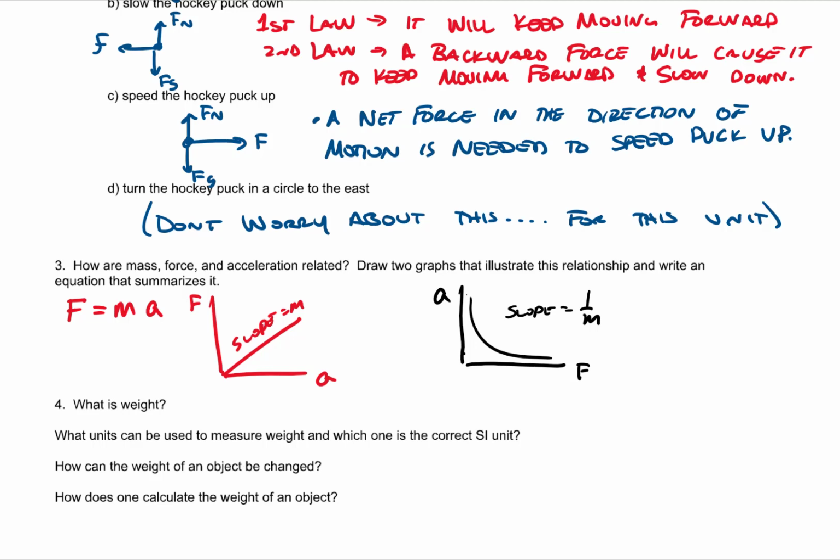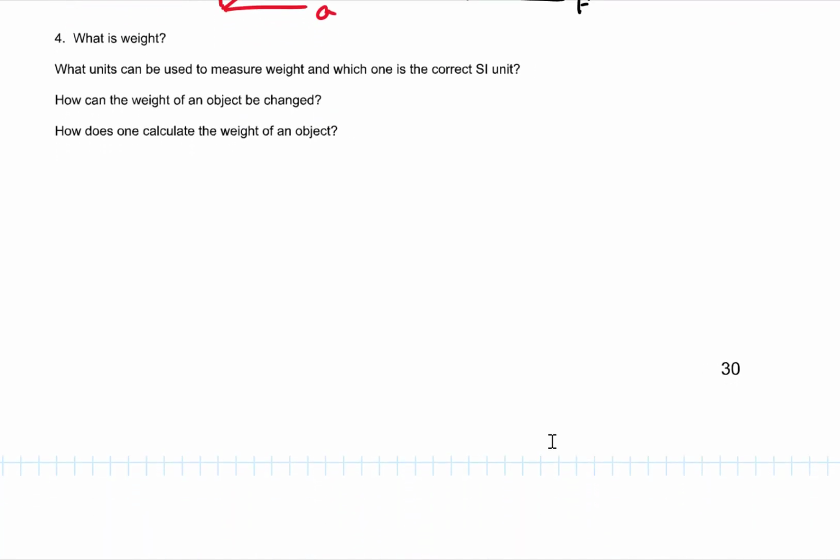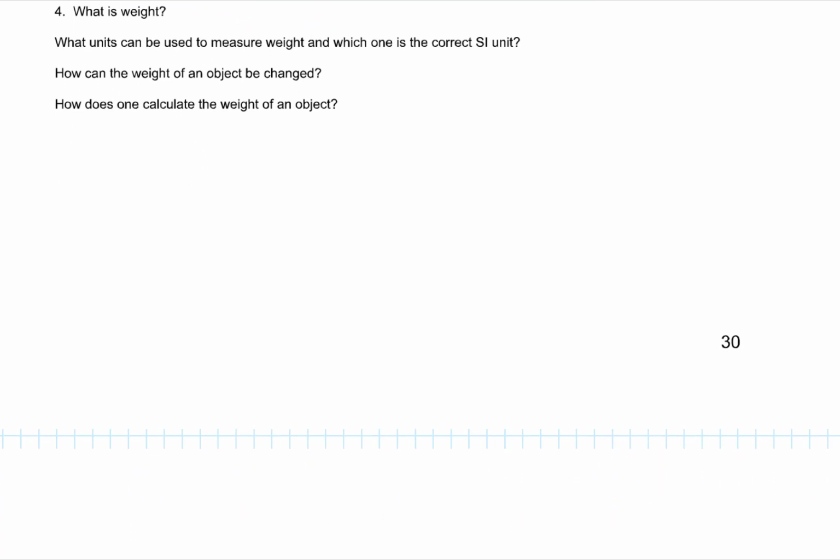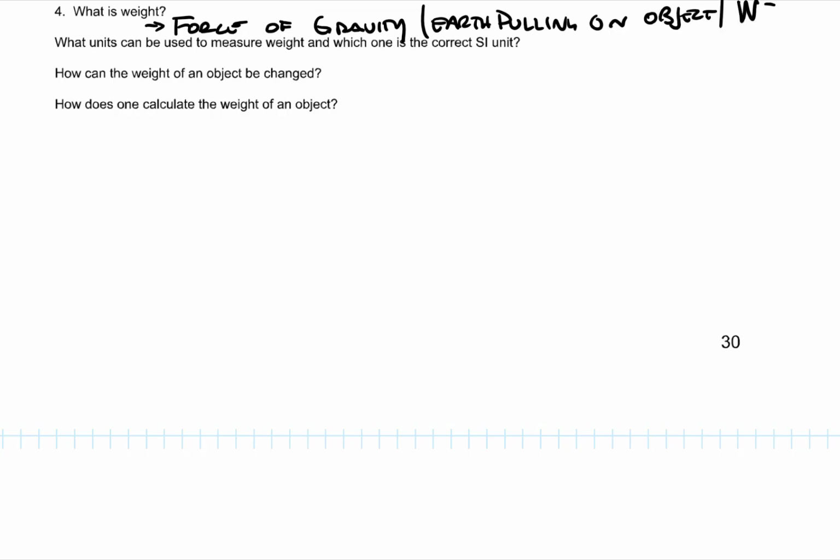Number 4, what's the weight of an object? This is an important sequence. I really want you guys to focus on number 4. What's the weight of an object? Well, weight is the force of gravity, which means it's the earth pulling down on an object, and weight is equal to mass times gravity, or Fg is equal to mass times gravity. That's all the stuff that weight is. Anytime we have an object on or around the Earth, it's going to have weight acting on it, and that's how we're going to calculate it.